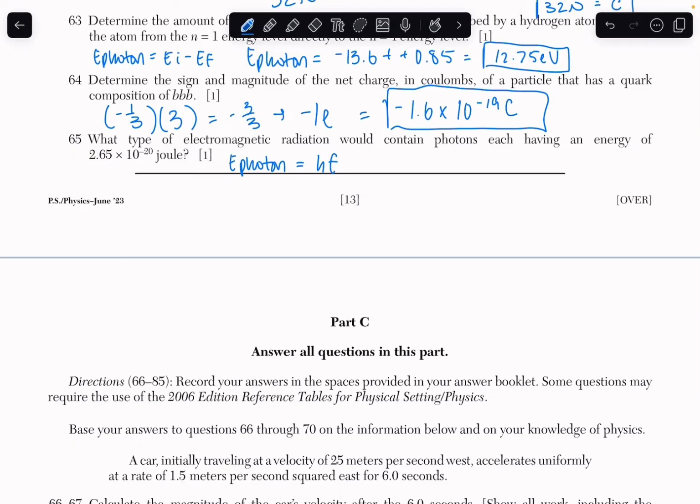So let's just plug it in. 2.65 times 10 to the negative 20 equals H, which is 6.63 times 10 to the negative 34 times frequency. So when you solve this out, you're going to get frequency equals 4 times 10 to the 13th. And when you look back onto your reference table, you're going to see that this frequency is equal to infrared radiation.